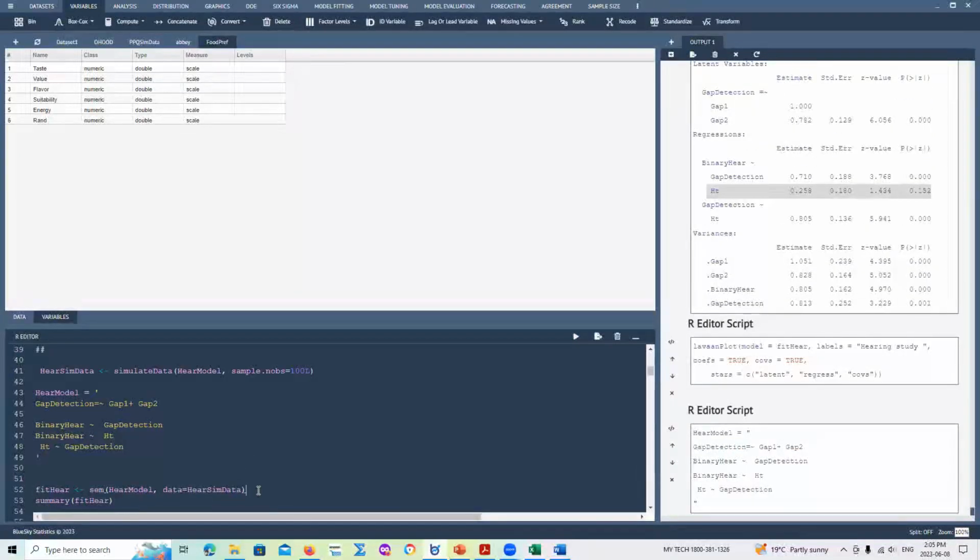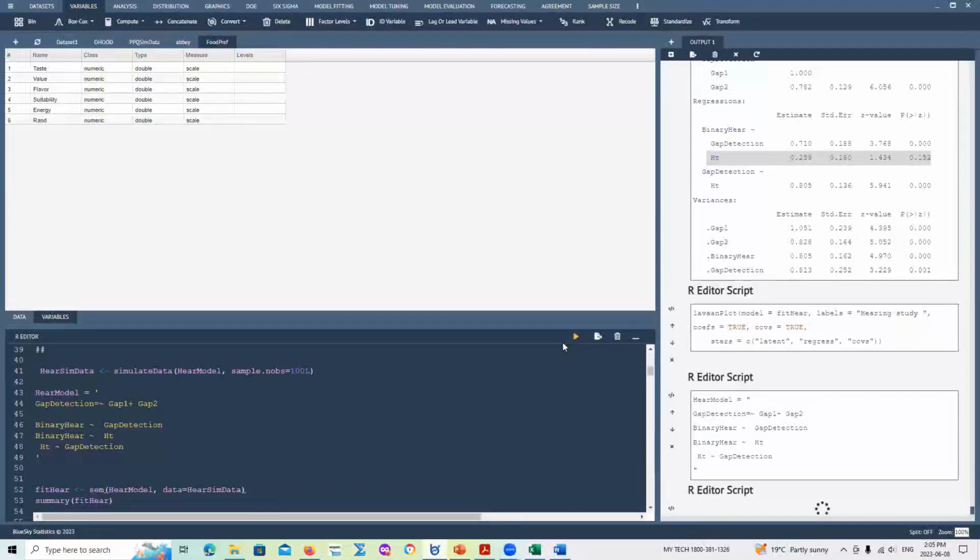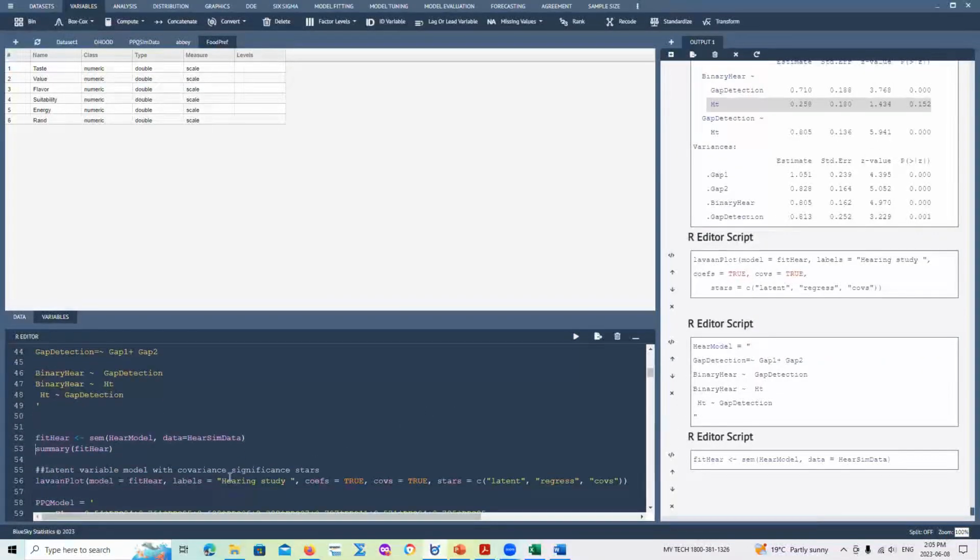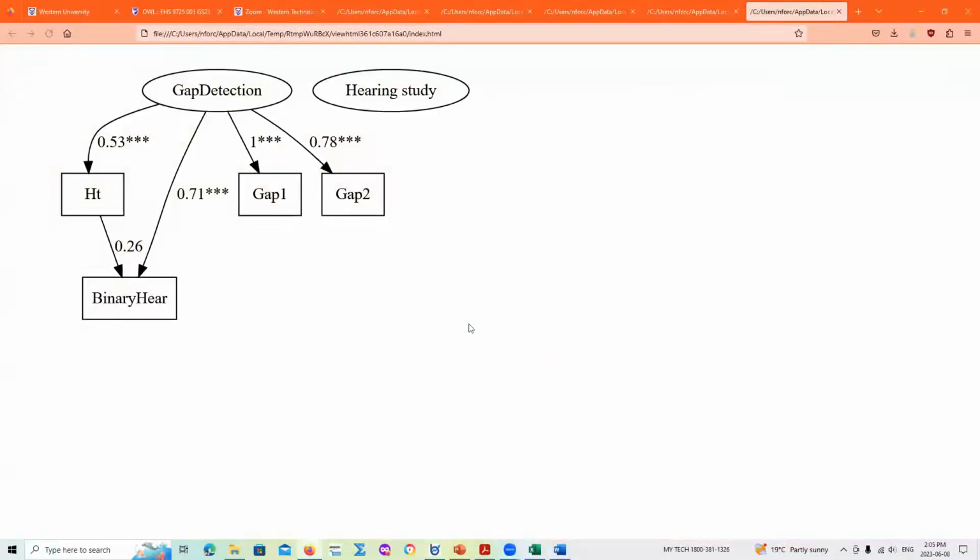Then I feed the model. Then I'm interested now in the plot. So now you see that you are going from gap detection to your height, which is the model that you are conceptualizing. This is a direct effect of gap detection on hearing. And then this gap detection is a latent factor, and these are the manifest variables. So you see the difference between those two plots.